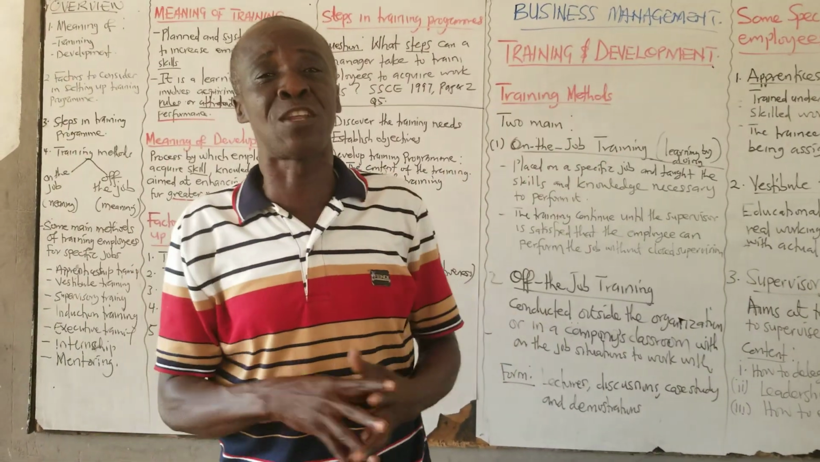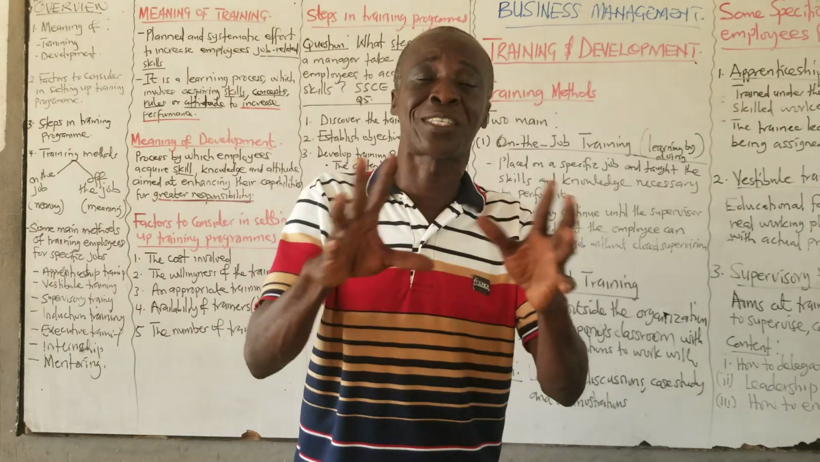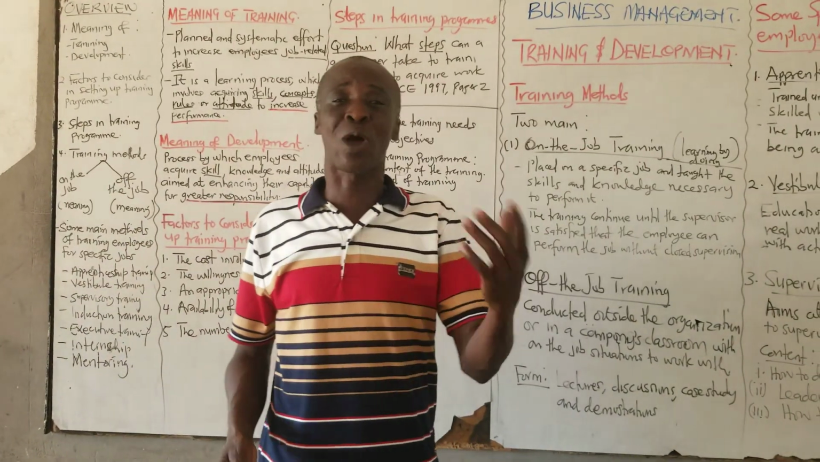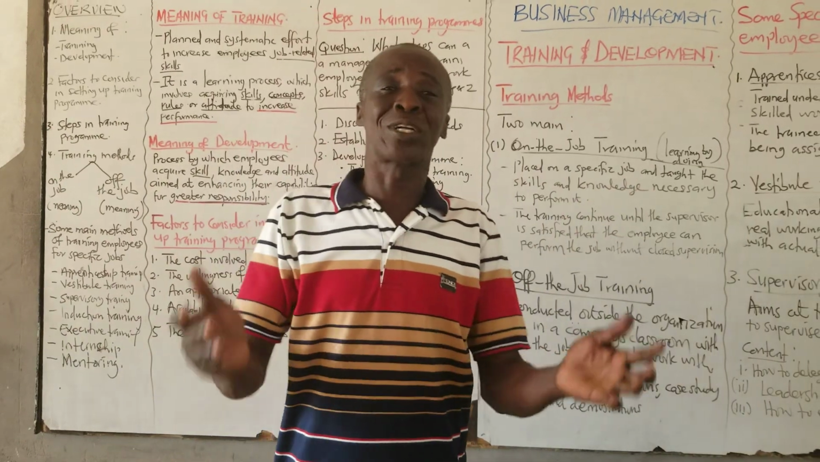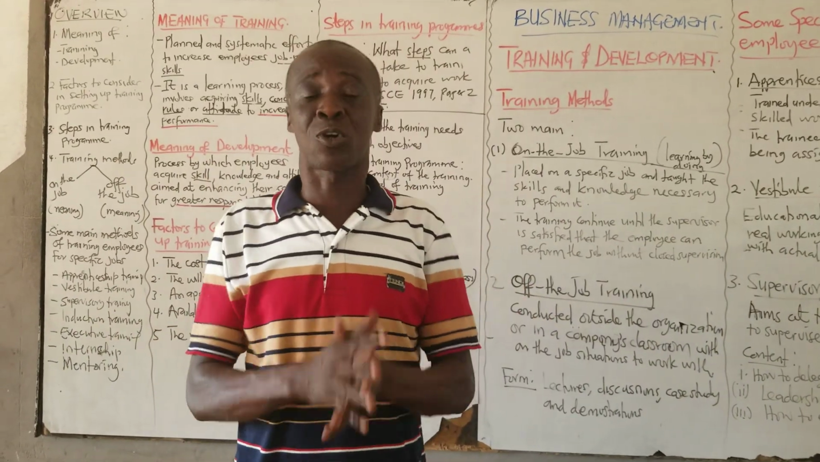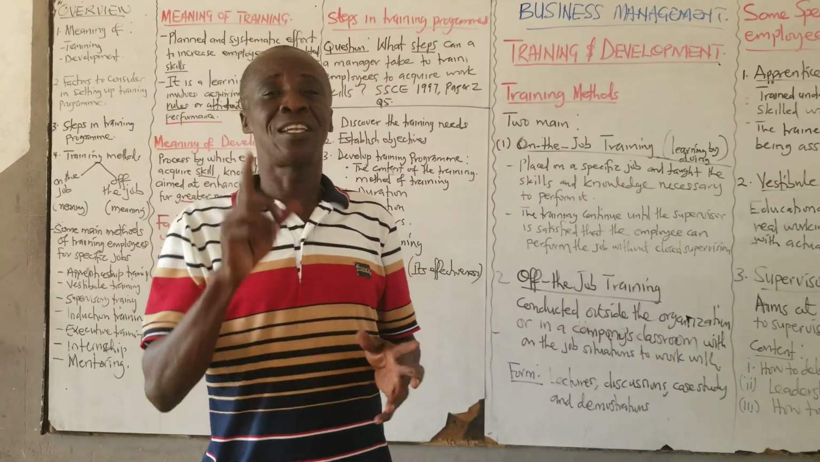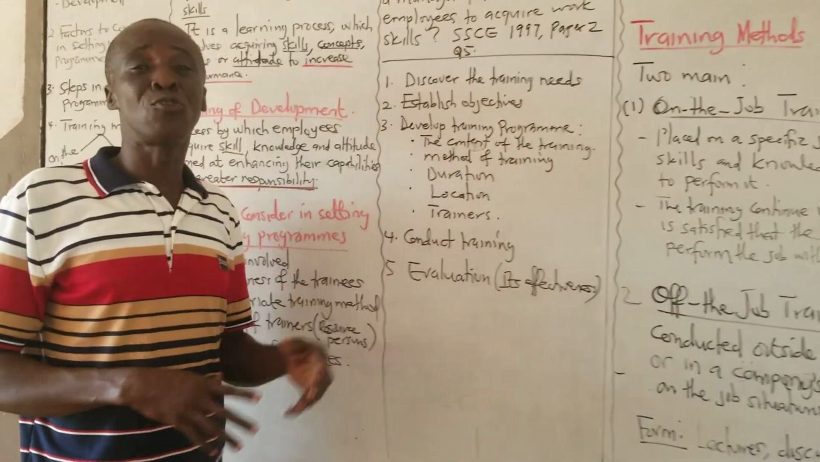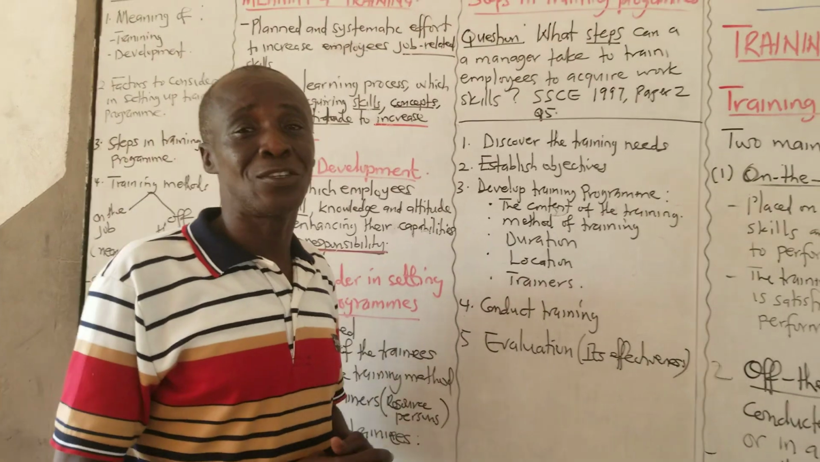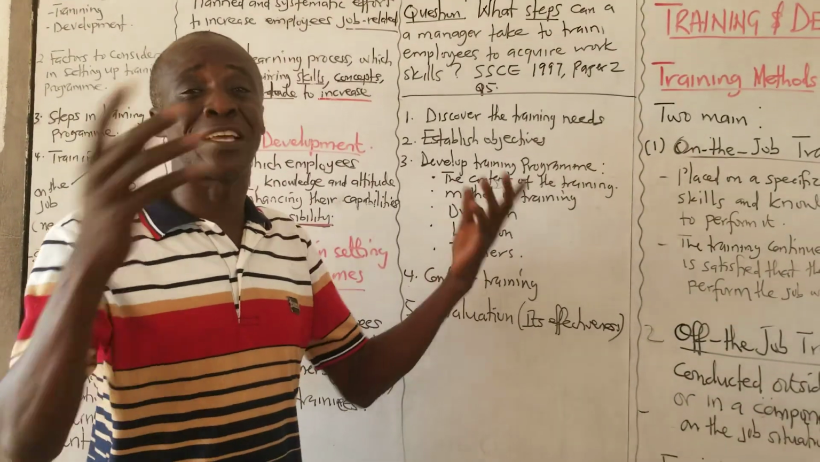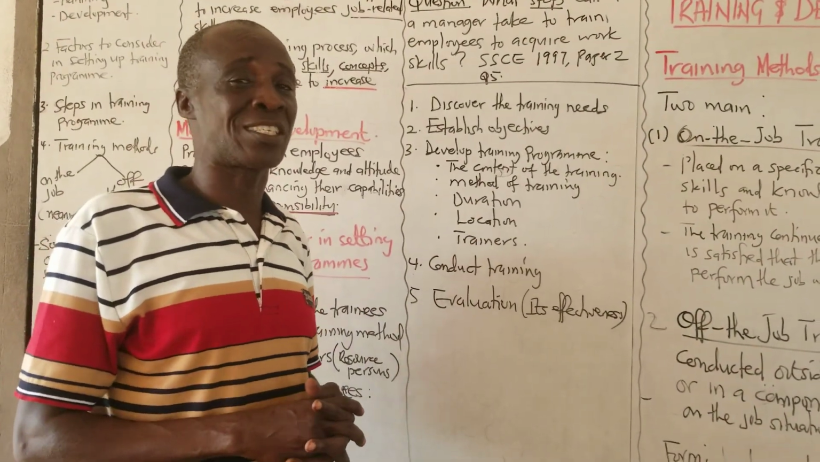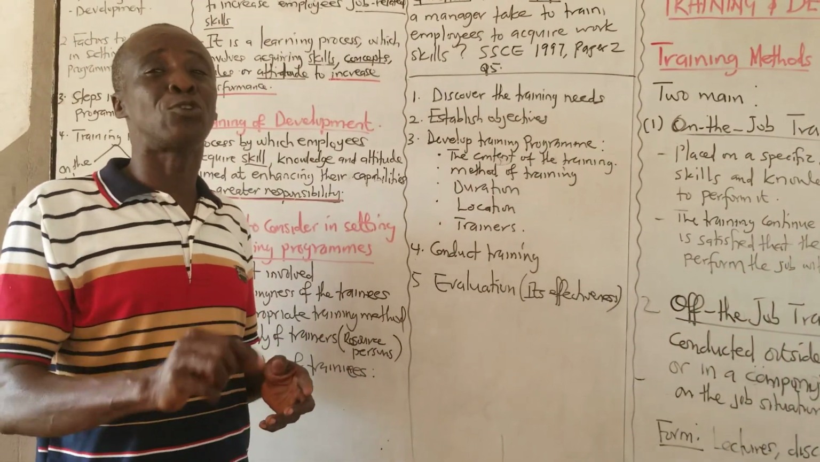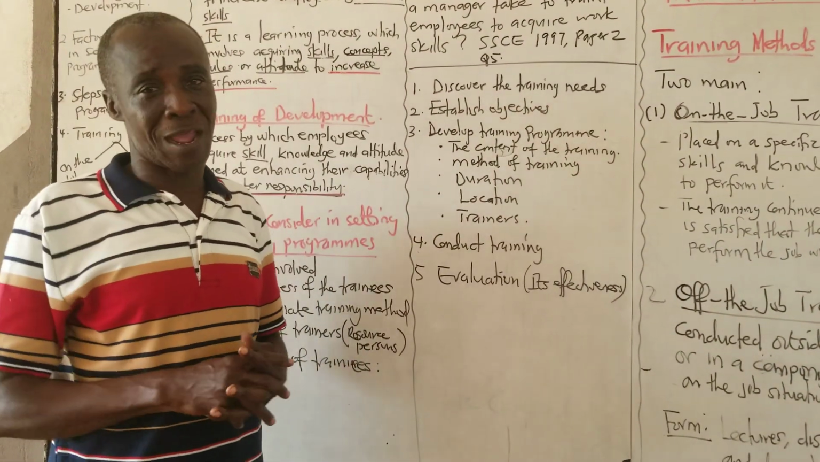So you organize the training program, and your objective is that by the end of the training program, whether it's 3 days, 1 week, 1 month, or whatever period it is going to take, this person should be able to acquire the skill. So you must have an objective. And that is where you'll be able to measure your performance to know whether the training program was successful or it wasn't successful. Then the third point, after setting the objective, is that you develop the training program.